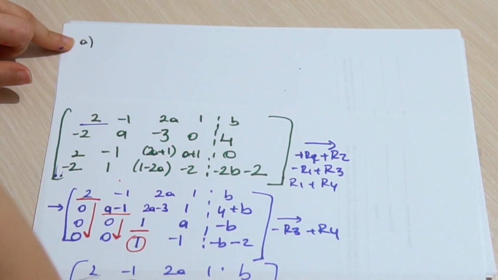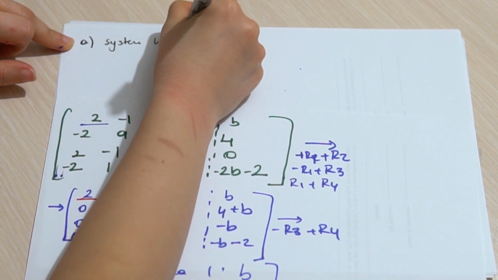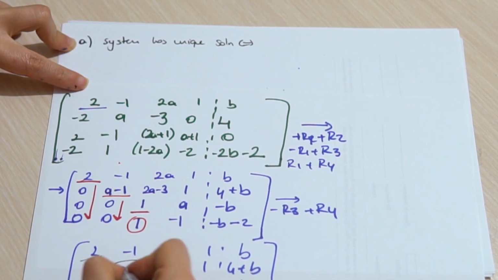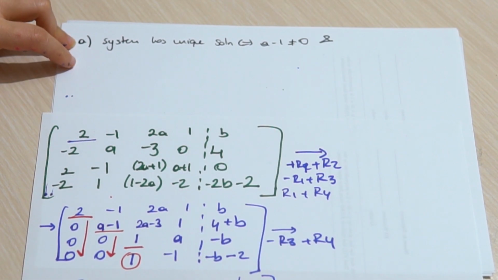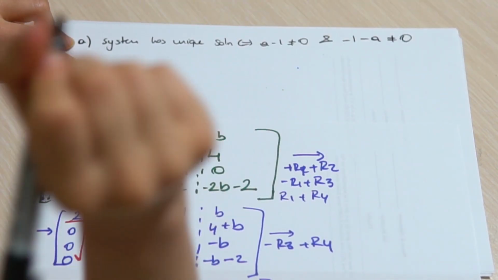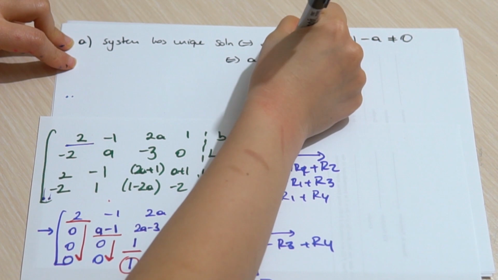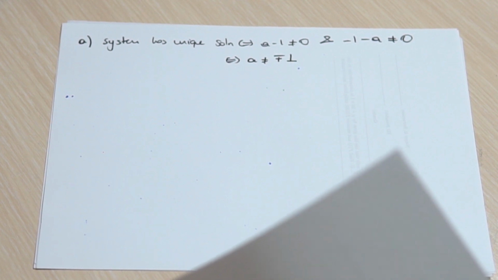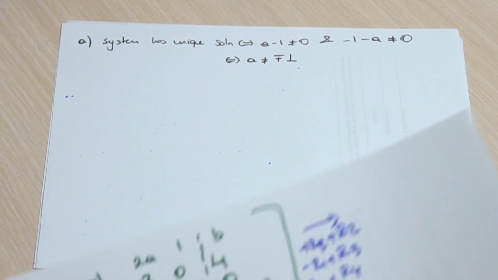So for part A, the system has a unique solution if and only if this one, a minus 1, is not equal to 0, and this one, minus 1 minus a, should be non-zero. So a should be not equal to plus or minus 1. If a is not equal to plus or minus 1, then the system has a unique solution. Let's look at part B.